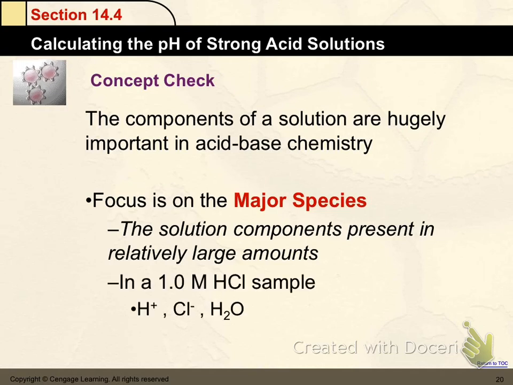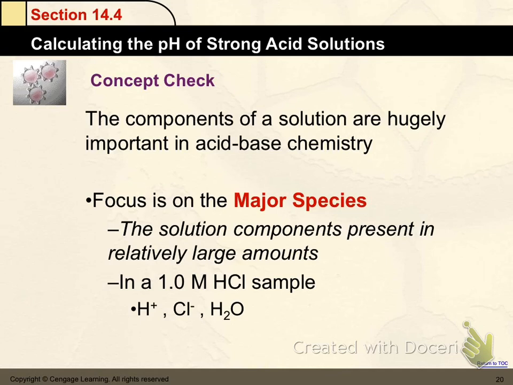So let's just take a look at a 1 molar hydrochloric acid sample. You've really got 3 things inside of there. You've got a bunch of water, you've got chloride ions, and you've got hydrogen ions. Now, do you have hydroxide ions? Sure, but it's an incredibly small amount of them, so they are not a major species. Okay, so those are the 3 things that we have present.